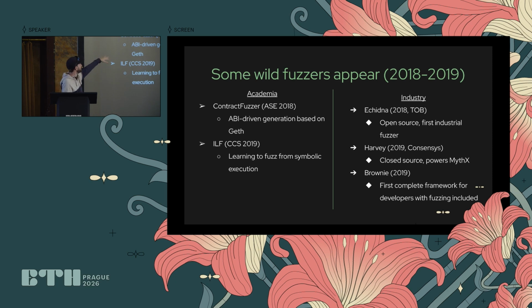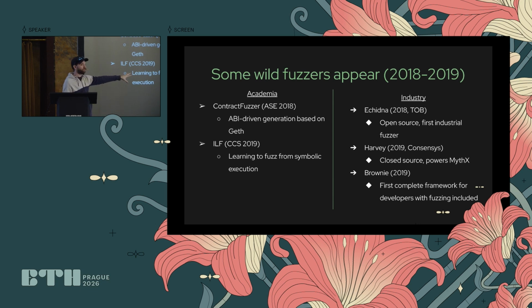But we can already see some trend here: academia starts with something simple and then immediately goes into something more complicated. All right. On the industry side, we have fuzzers like Echidna and Harvey. Echidna is probably the first open source industrial fuzzer that we got, and Harvey followed. Harvey is closed source, and I think you can still use it on MythX. I haven't tested it myself, but it's available with the Consensus service.